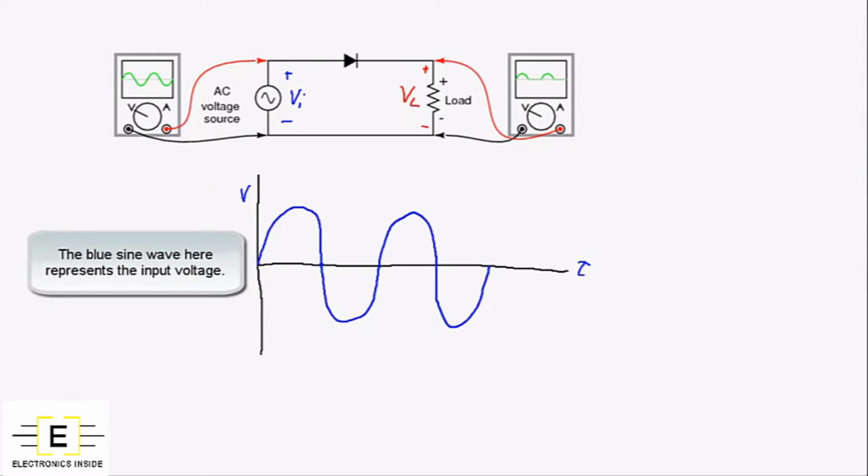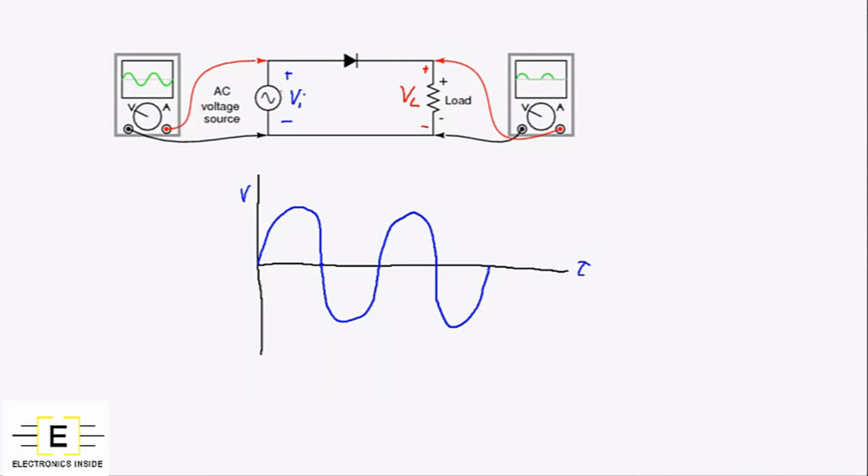If we're looking at the positive cycle, this diode will become forward biased when the input voltage is above the forward voltage of this diode. Let's say that the forward voltage of this diode is 0.7 volts. Once the input voltage is above 0.7 volts, this diode becomes forward biased and current will go through it, and therefore through the load, so we'll have some voltage across the load. The voltage across the load will be the input voltage minus the forward voltage of the diode.